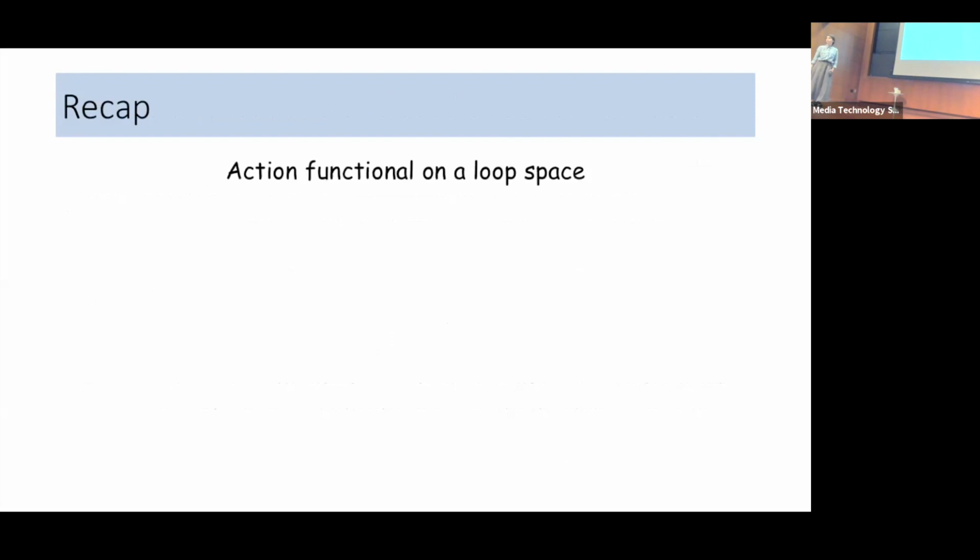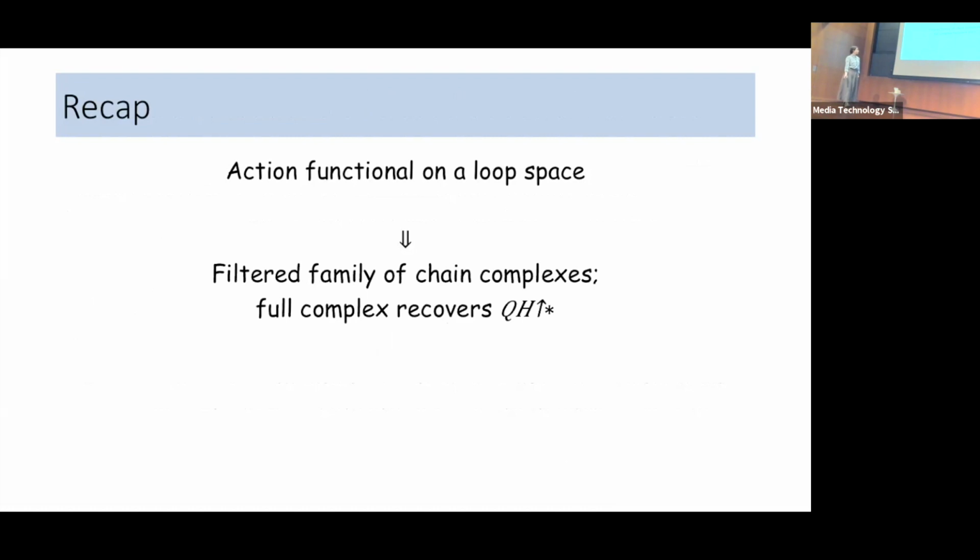What I do want you to take away from what we said so far is the procedure. The general procedure was you started with a functional on a loop space. That functional generated a filtered family of chain complexes. The full complex recovered the quantum cohomology. The filtration allowed us to define spectral numbers. Now we can play the same game, but with a twist. For example, we could change a little bit of the first step of the procedure, see what happens.